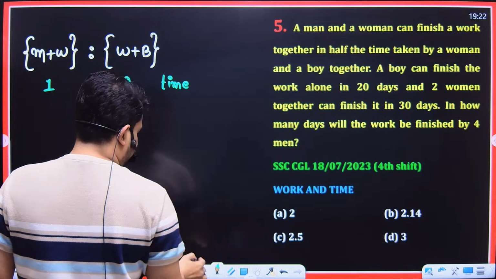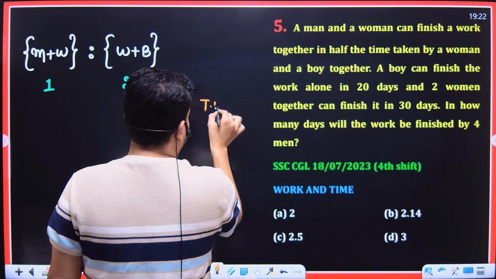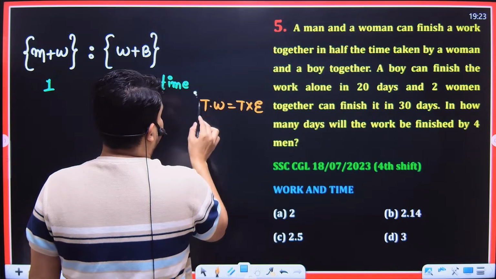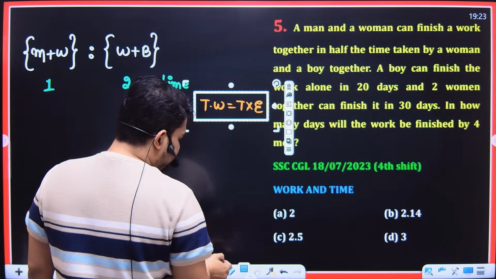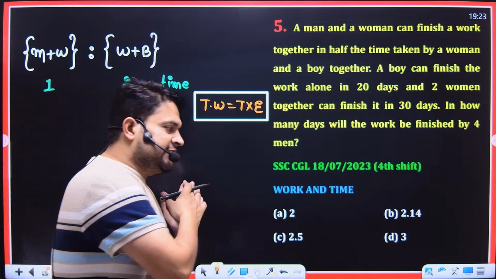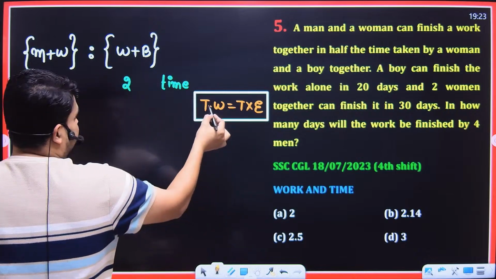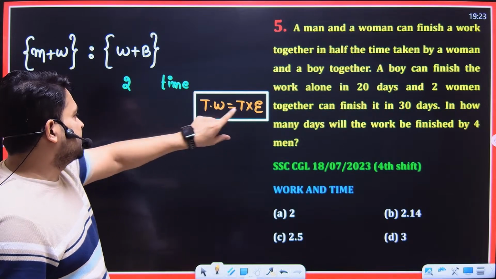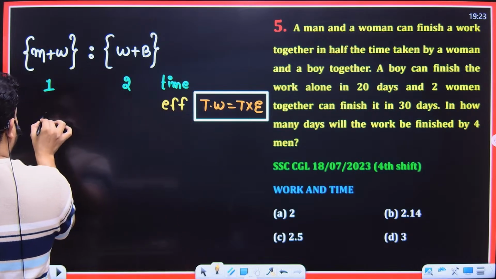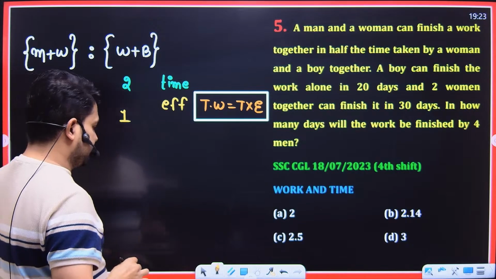If the work is the same, we know that the total work is equal to time into efficiency. If we know the time of a person and his efficiency to do a certain work, then we can calculate the total work in time and work. I will teach you in detail. So if work is constant, then time and efficiency are reciprocal to each other. It means if this one's efficiency is 2, then this one has efficiency 1. This is the ratio of my efficiency.